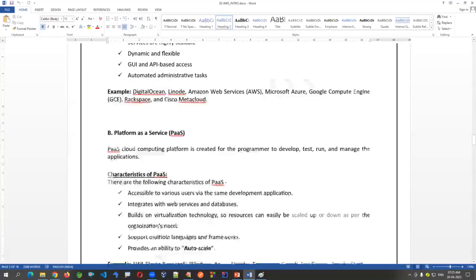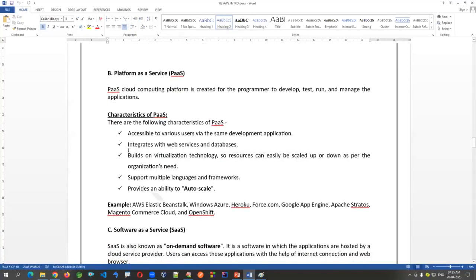Platform as a service. The major thing is that it provides services and databases. Internally it uses virtualization technology, supports languages and frameworks, and we can do auto scaling. It's mainly for development.